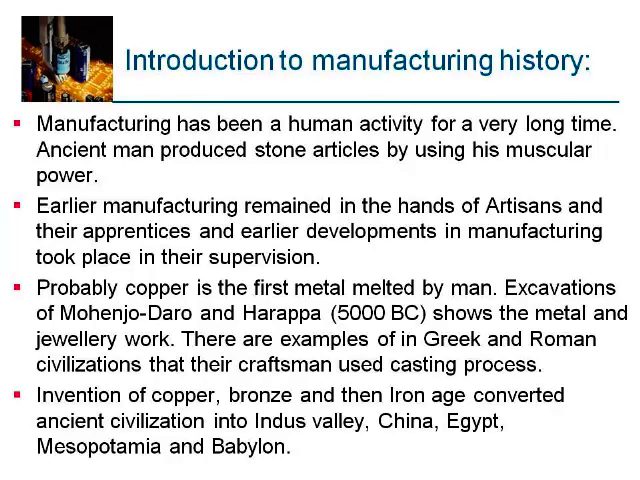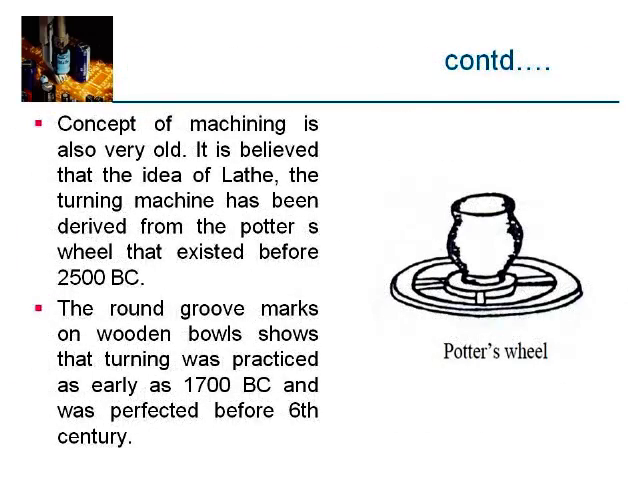Excavations of Mohenjo-daro and Harappa show metal and jewelry work. There are examples in Greek and Roman civilizations that their craftsmen used casting processes as well. Inventions of copper, bronze, and then the Iron Age converted ancient civilization into Indus Valley, China, Egypt, Mesopotamia, and Babylon civilizations. The concept of machining is also very old.